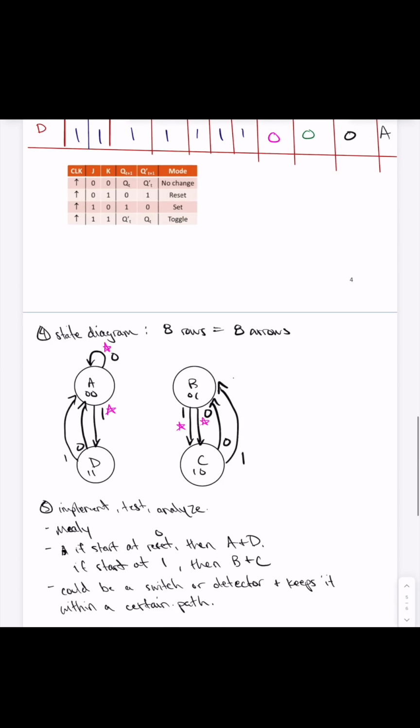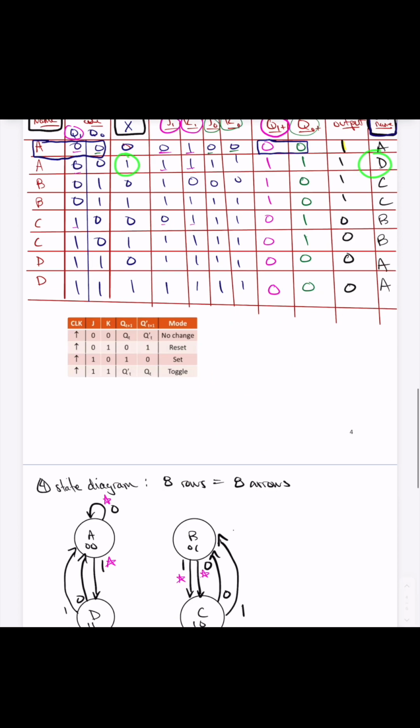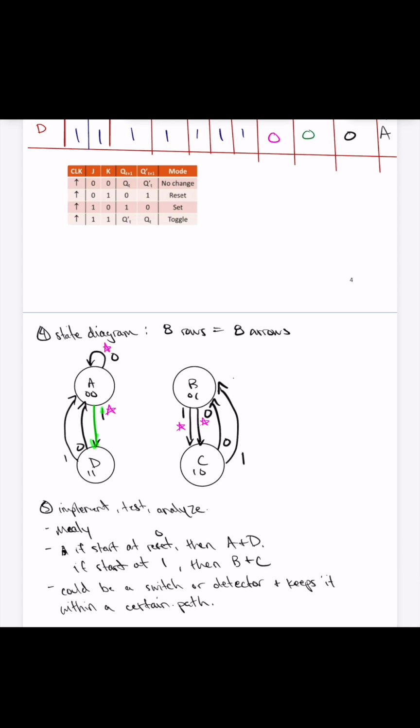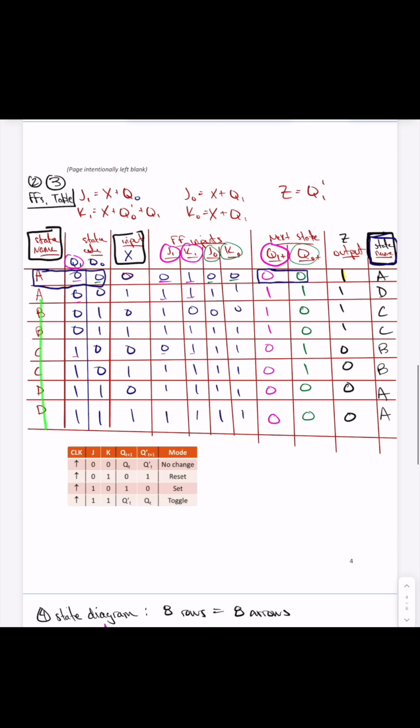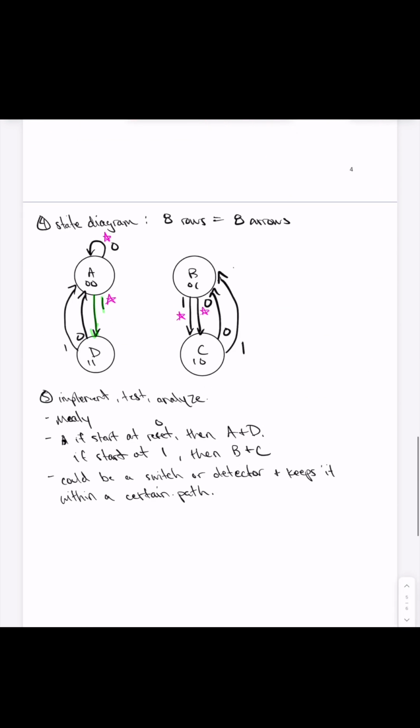How we draw arrows from each of them in the state diagram is A, we have a loopback 0 here. We can see that A, input 0, and then we changed it to A. Next example is A, we input 1, and it changed to D. So we'll draw this arrow 1 to D. And we rinse and repeat for the rest of it, and we get this here.